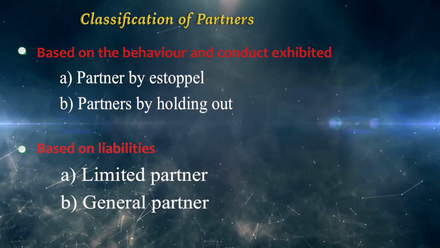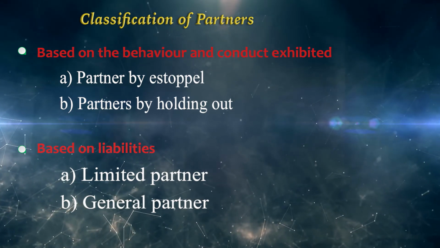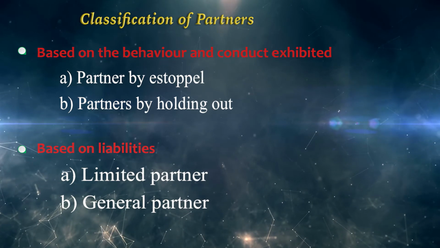Next is based on liabilities. Based on liability, there may be a limited partner and a general partner. When the liability of the partner is limited to the extent of the capital contributed by him, he is called a limited partner. You must take care that such a partner is not entitled to take part in managerial activities or in the management of the business. He can advise, but his advice may or may not be binding on the firm.